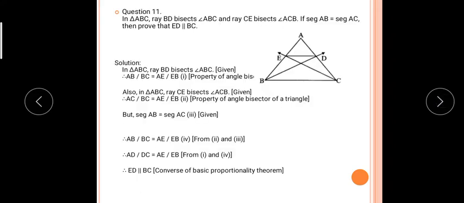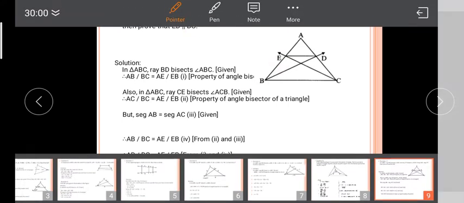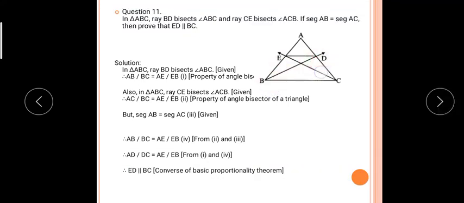Now the next, question 11. In the triangle ABC, ray BD bisects angle ABC, and ray CE bisects angle ACB. If AB is equal to AC, then prove that ED is parallel to BC. Very simple concept. We have to use here the property of angle bisector.